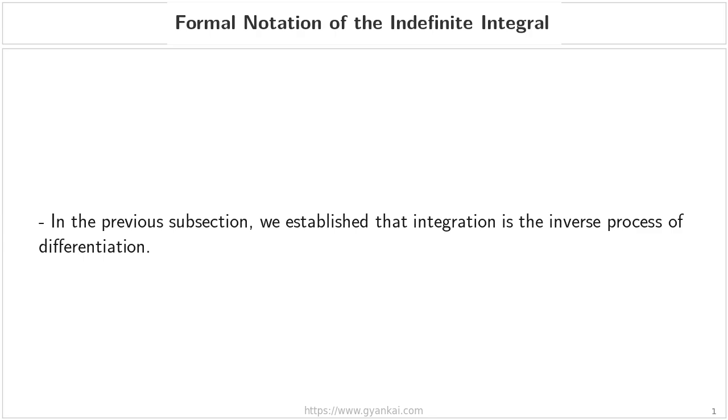Formal notation of the indefinite integral. Good morning, class. Now, in the previous section, we spent some time understanding what integration is, how it essentially undoes differentiation. We saw how finding a derivative and finding an integral are like opposite operations.